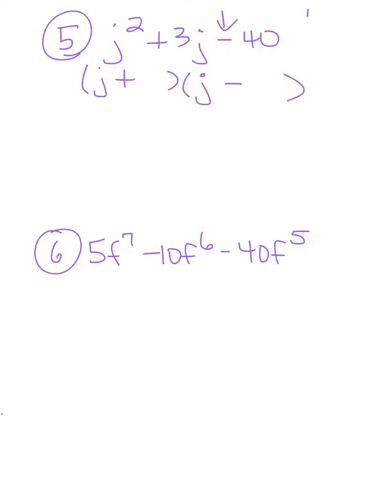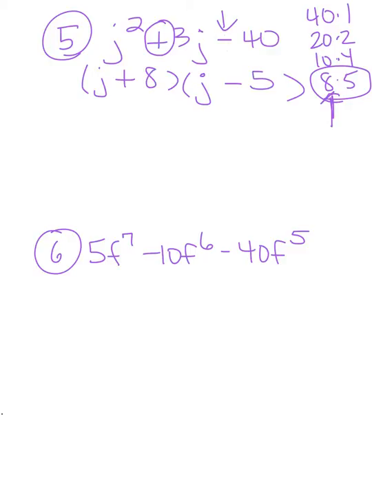So again, I have a lot of options. I have 40 and 1, 20 and 2, 10 and 4, 8 and 5. And I notice that 8 and 5, when I subtract them, I do get 3. Now, because I have a plus and a minus, this time it does matter where I put the 8 and the 5. Now, I notice that my first sign is a plus, so that means my higher factor has to be attached to the plus. So my higher factor in this case is 8. So I'll put my 8 there and my 5 there.